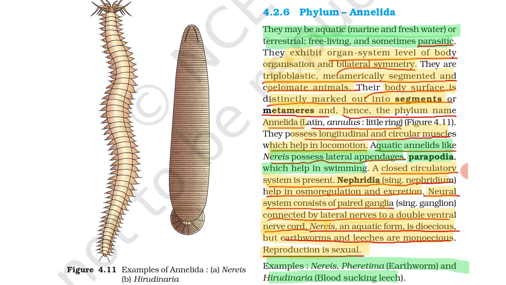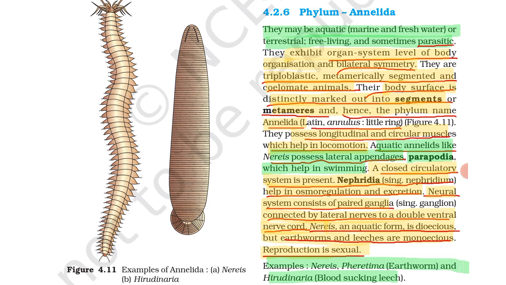Nereis is an aquatic form and it is dioecious, but earthworm and leeches are monoecious. What is meant by monoecious? Monoecious means both sex organs are present in a single organism, so it is called monoecious. Here the aquatic form Nereis is dioecious, but earthworm and leeches are monoecious.